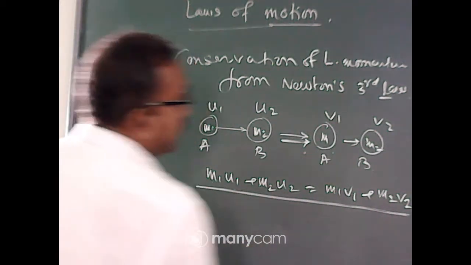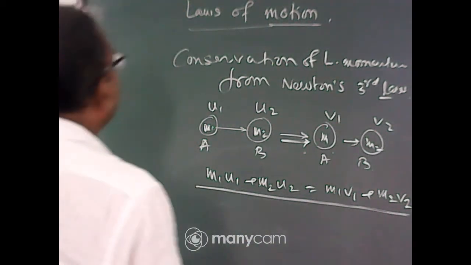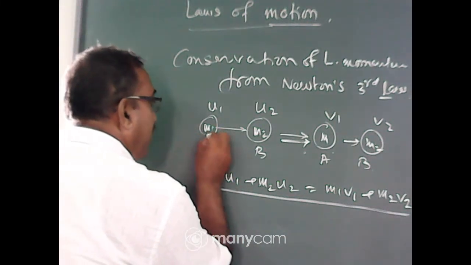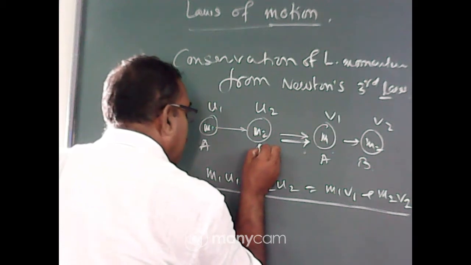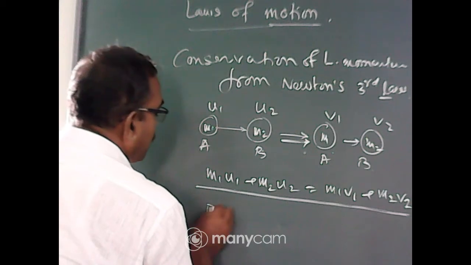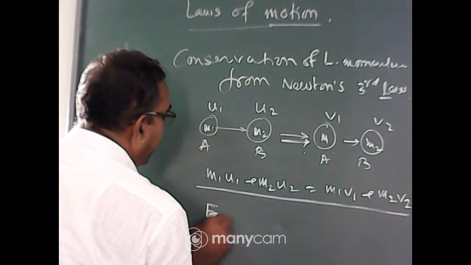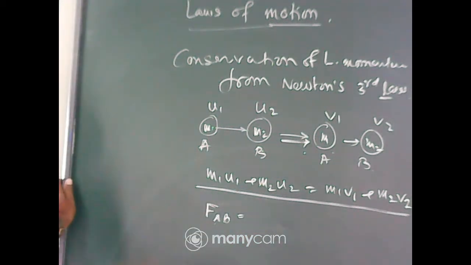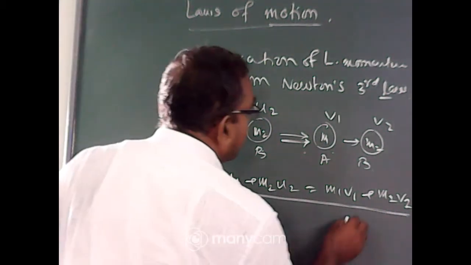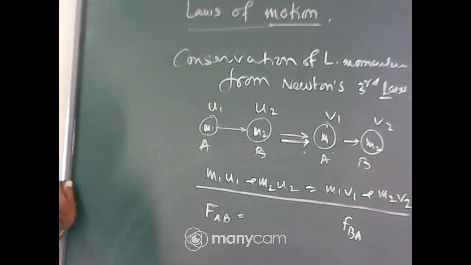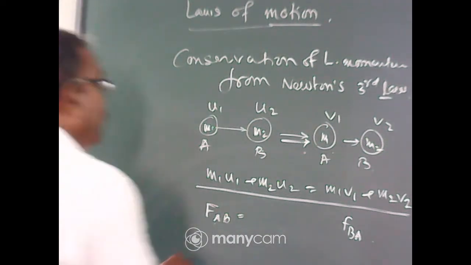Suppose you consider the force that acts on B by the object A. Suppose you consider it FAB. The force on the object A by the object B is FBA. Okay. So, what will be its value?